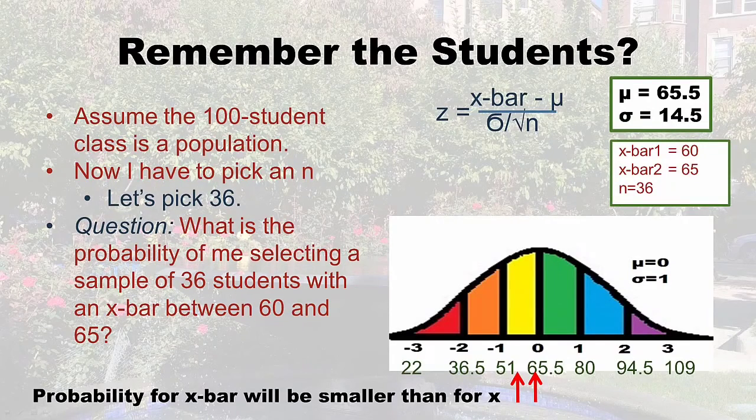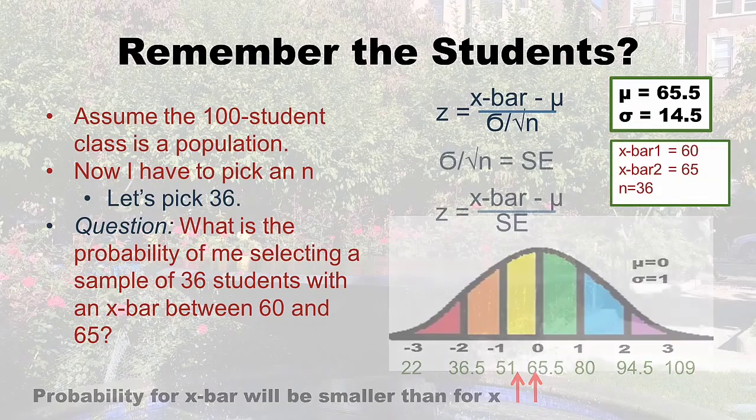And so we have two. Remember when we would have two x's back in 7.2 and 7.3? Well, this is now a situation where we have two x bars. So you just have to name them x bar 1 and x bar 2. And again, I show you this demonstration, these red arrows, but the probability for x bar will be smaller than for x because it's harder to get a whole group of people together to give you an x bar in between a certain place.